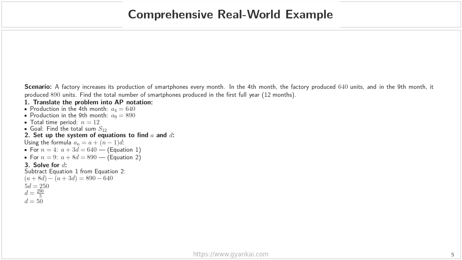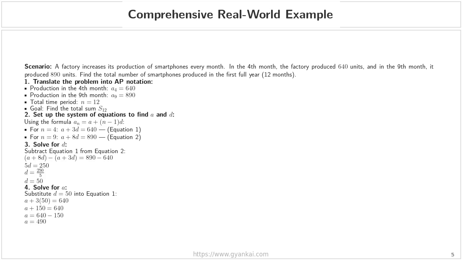Step 3, solving for d. To find the common difference, we will use the elimination method by subtracting the first equation from the second. When we subtract a plus 3d from a plus 8d, the terms cancel out, leaving us with 5d. On the right side, 890 minus 640 gives us 250. So 5d equals 250. Dividing both sides by 5, we find that d equals 50. This means production increases by 50 units every month.